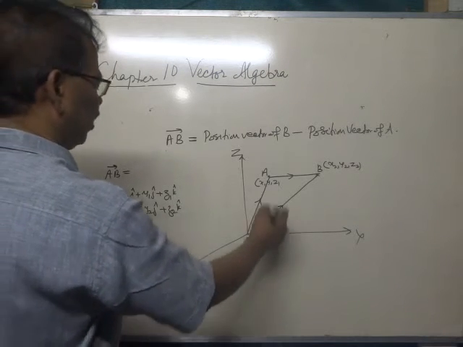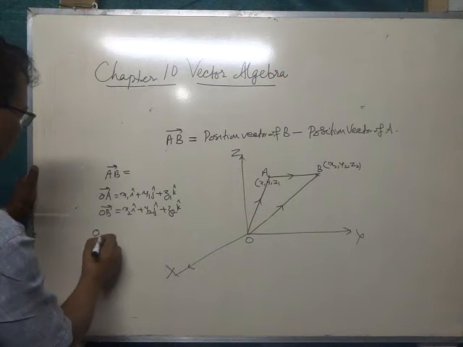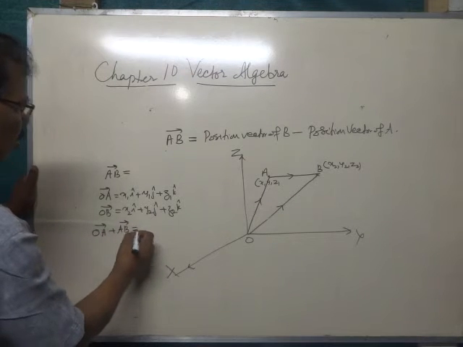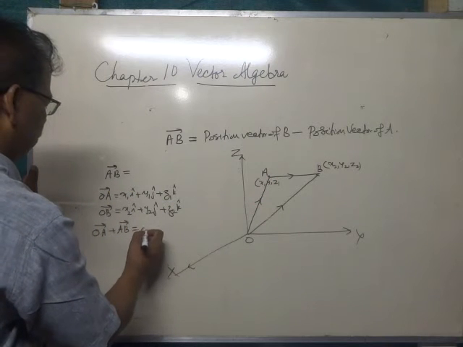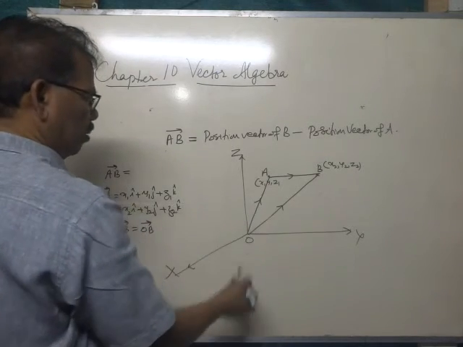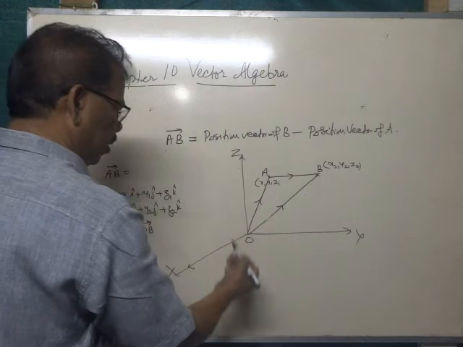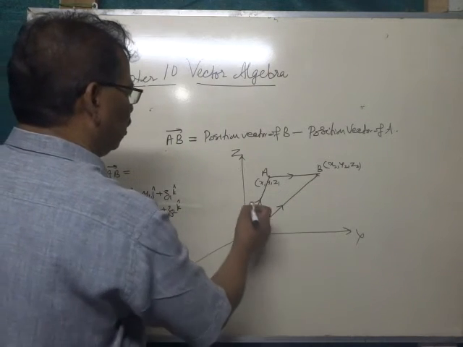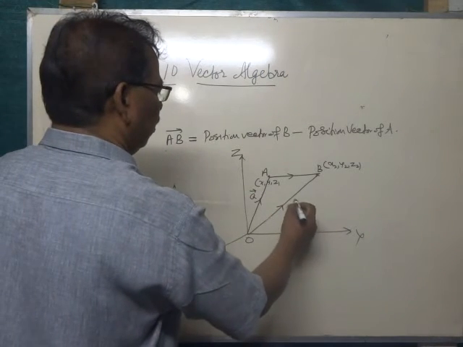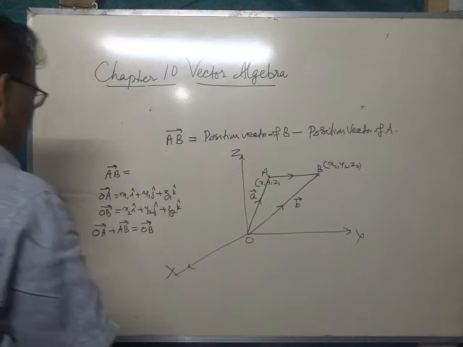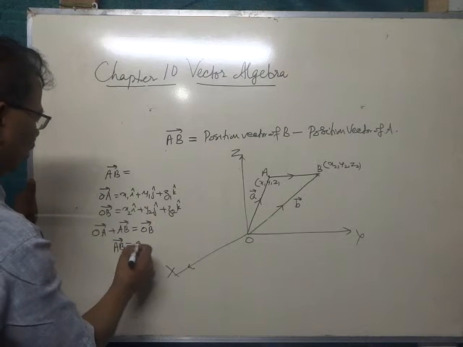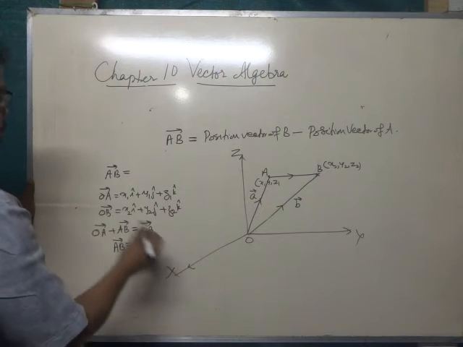By triangle law of addition of vectors, OA plus AB is equal to OB. See, vector OA plus vector AB will be equal to vector OB. This vector can be marked as vector a and this one as vector b. Therefore, vector AB will be equal to OB minus OA.